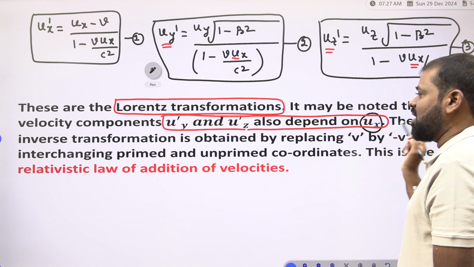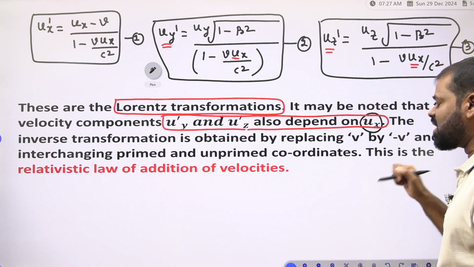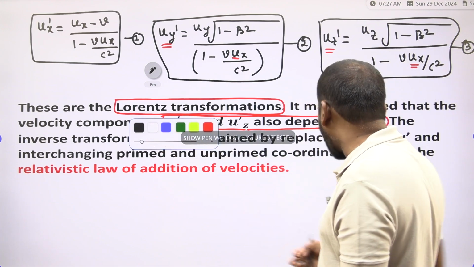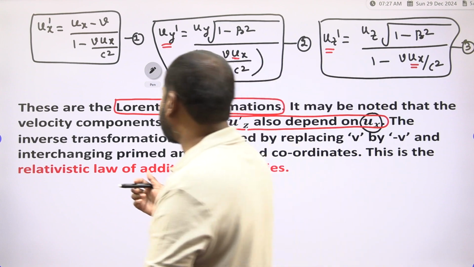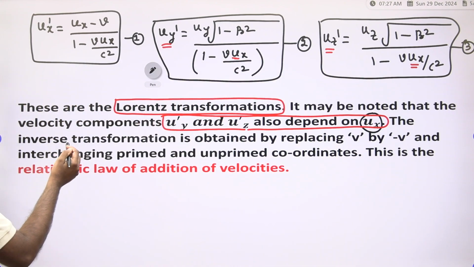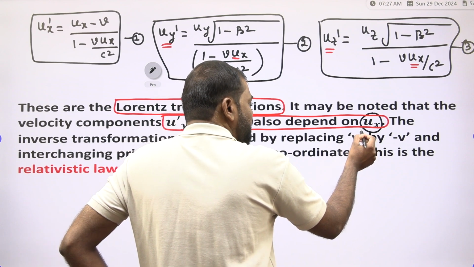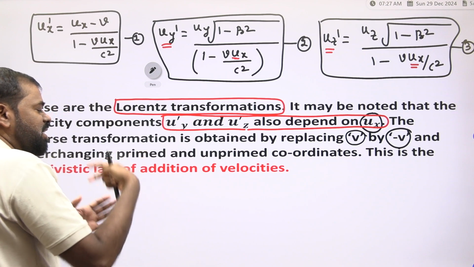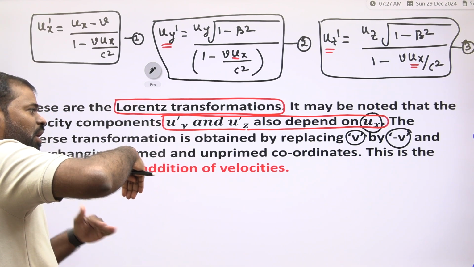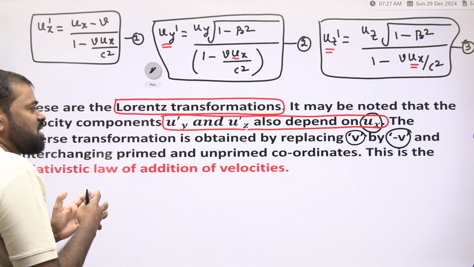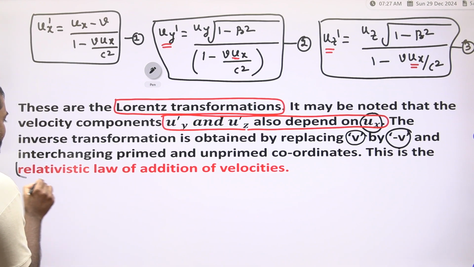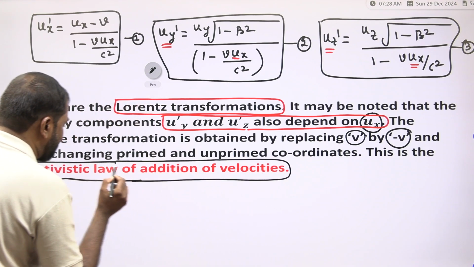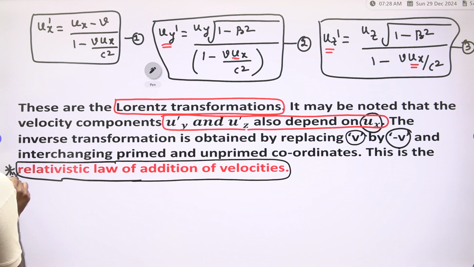The inverse transformation is obtained by replacing v by minus v and interchanging the primed and unprimed coordinates. So these equations we also call the relativistic law of addition of velocities.